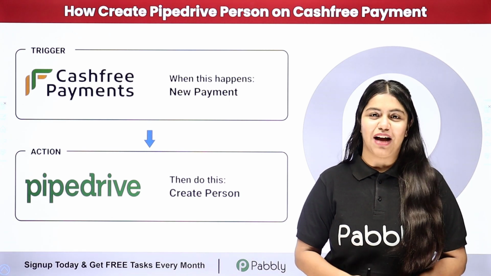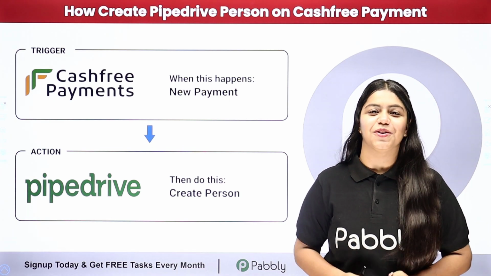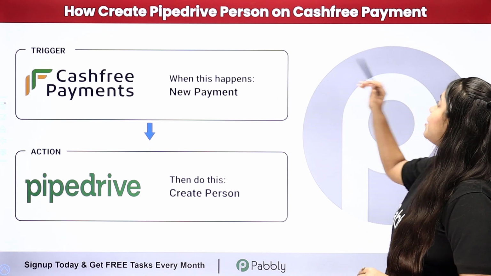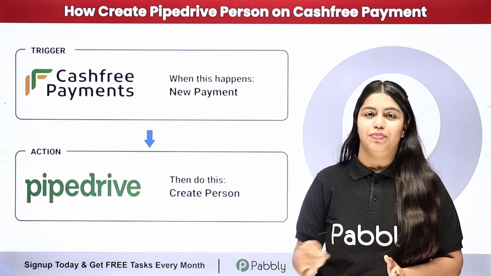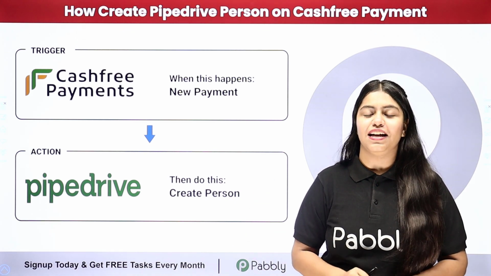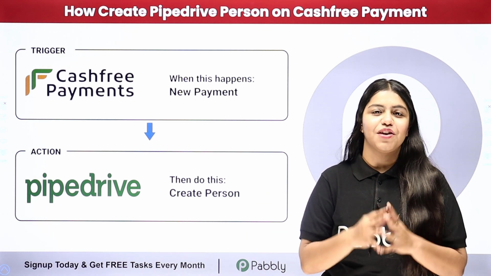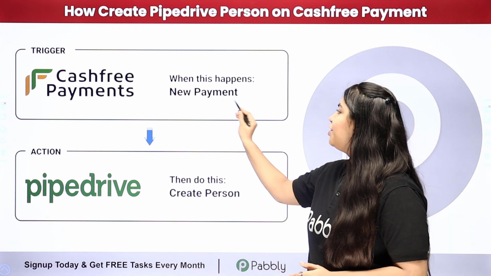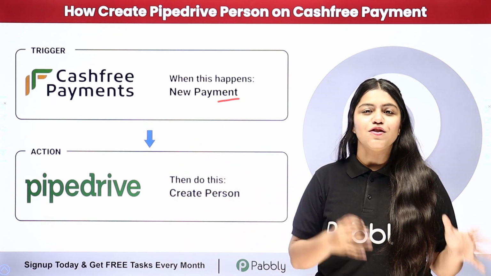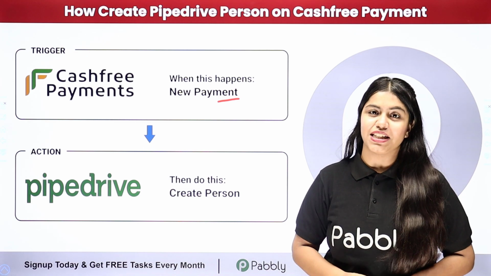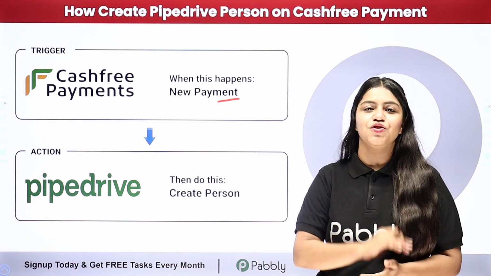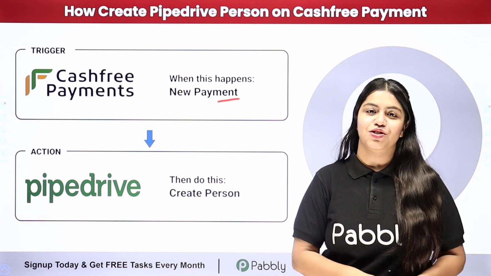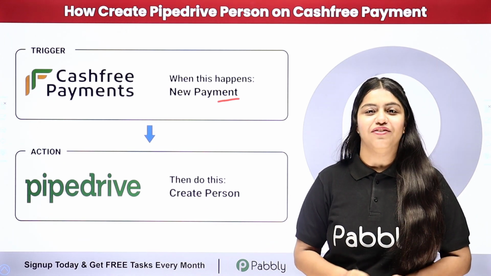So hello all, welcome back to Pabbly Connect, and in this video we are going to understand how to create a Pipedrive person on Cashfree payment. So here I'm running an edutech company and we use Cashfree to sell our courses online. Now what I want is that as soon as we receive a new payment via Cashfree, automatically, with the help of the same customer details who purchased the course and made the payment, a new person should be created in my Pipedrive account too. That too without any manual efforts.